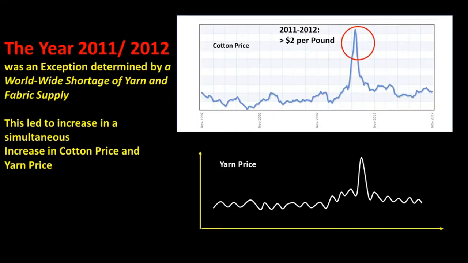The year 2011 to 2012 was truly an exception. In this period, yarn price increased as a result of an increase in cotton price to more than $2 per pound. This was the second highest increase in cotton price in history. But the increase in yarn price during this period was not only a result of an increase in the price of raw material. It was also a result of an overall shortage in yarn and fabric supply worldwide.